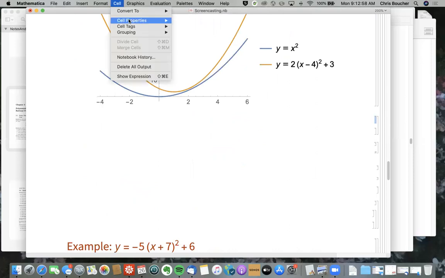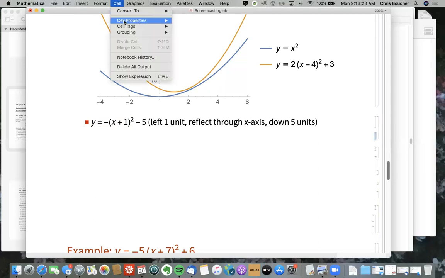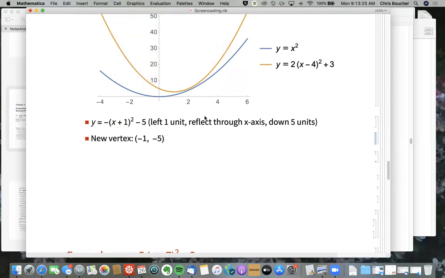Another example is this one, right? So here, what's the transformation? Well, I add 1 inside the function, so that goes left by 1 unit. Then I put a minus sign in front of it, so that reflects through the x-axis, and then I go down 5 units. Again, the only thing that affects the vertex is the shifting. So the origin goes left 1 and down 5, which means the new vertex will be the point (-1, -5), right? Left 1, down 5, starting from the point (0, 0).